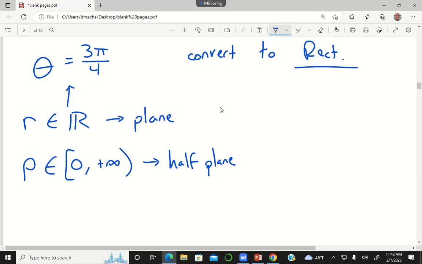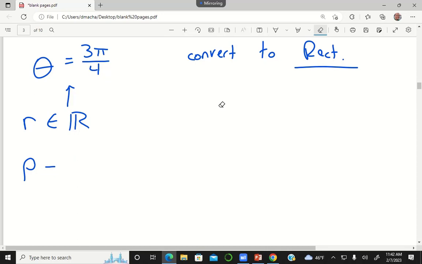But I'm not really going to be super nitpicky on your exams. If this were a question on an exam, I'm not going to take off points whether you consider this a plane or a half plane, because it's just not super clear. Let's just pretend this is a plane to make our lives easier. And we want to convert this to rectangular coordinates.